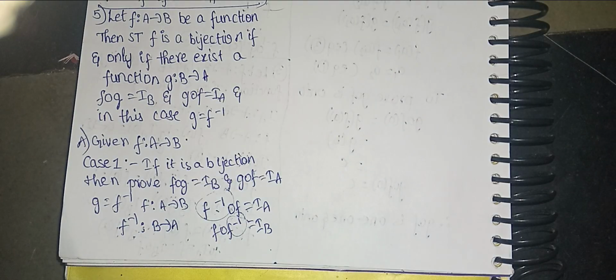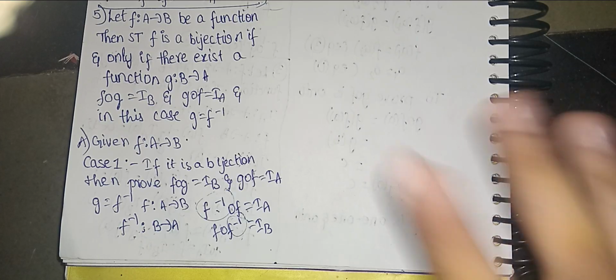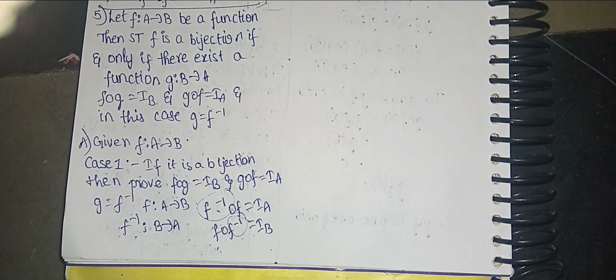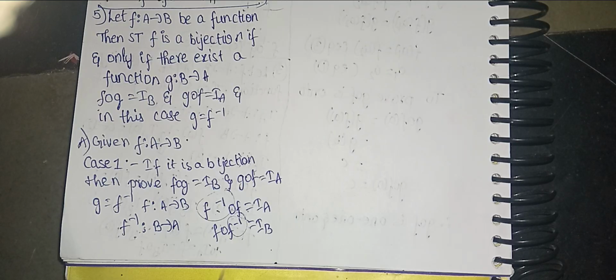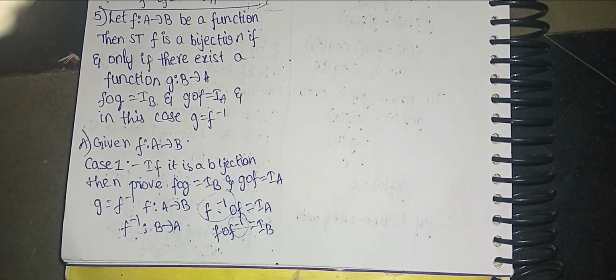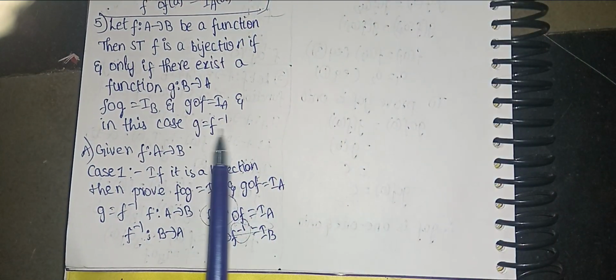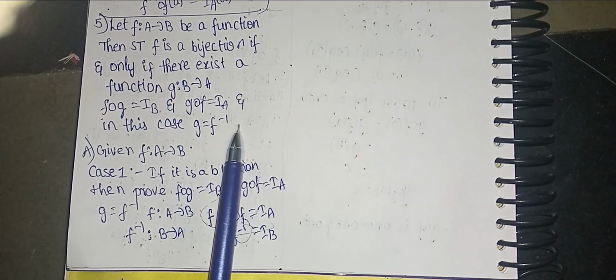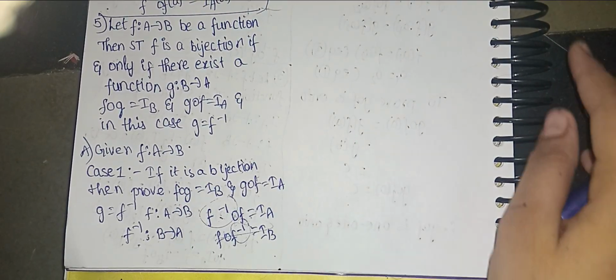See here, it's very, very simple. First, we have to assume that there exists a function g from B to A. And we have to write the fourth theorem result: f inverse circle f is equal to IA, f circle f inverse is equal to IB. Now in the question only they gave this one, g is equal to f inverse.